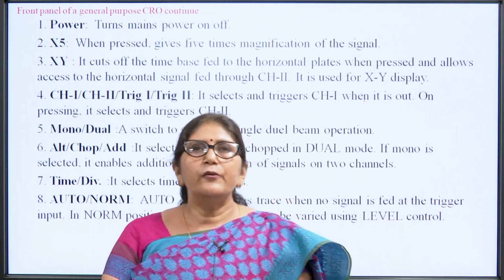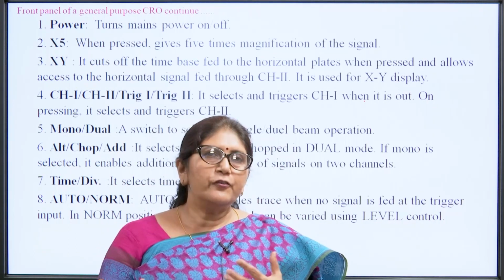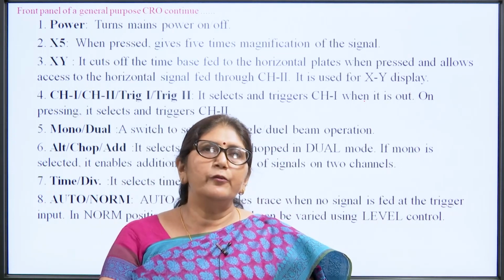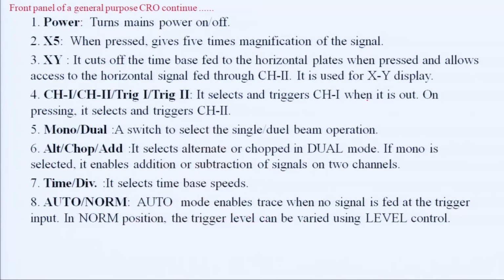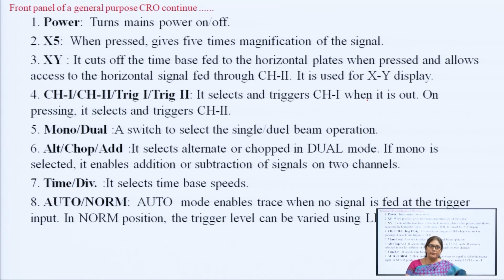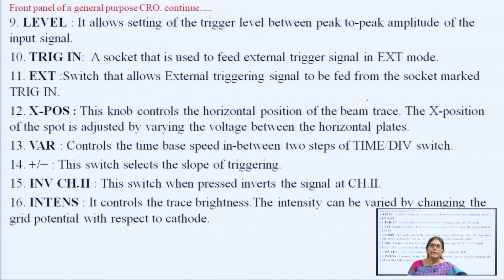Similarly, alt, chop and odd means alternate and chop, which I have already described. If we want to add the signal, then we will press the XY button. Time per division selects the speed of the signal. Then similarly, auto and norm. In auto mode, the sweep is enabled when the signal is fed to the trigger input, and in normal position the trigger level can be varied by the level control given there.